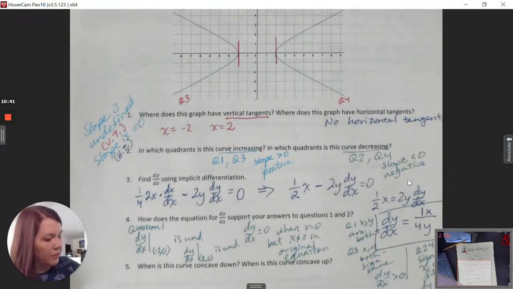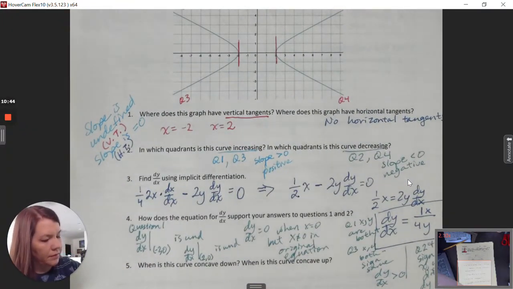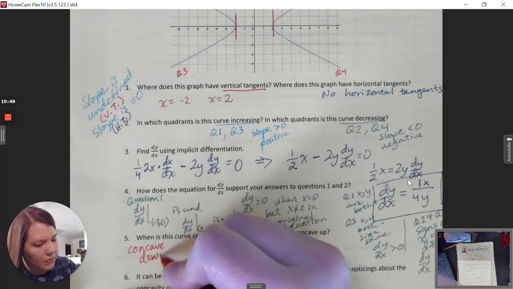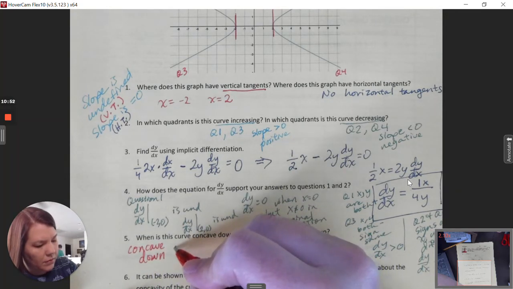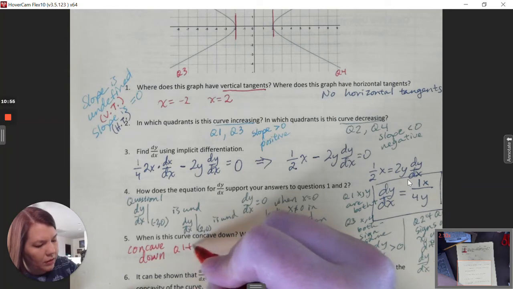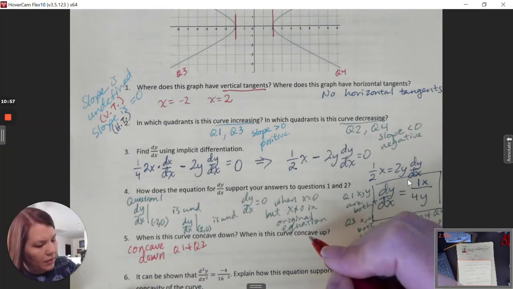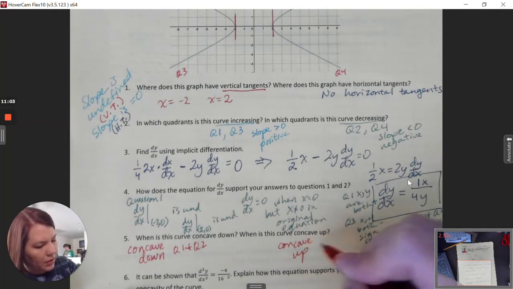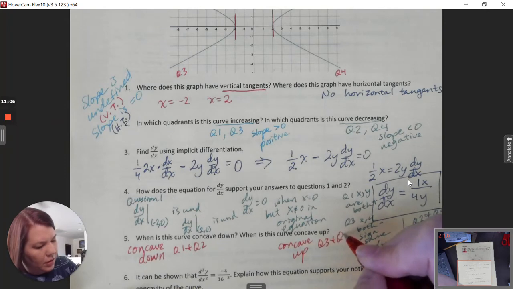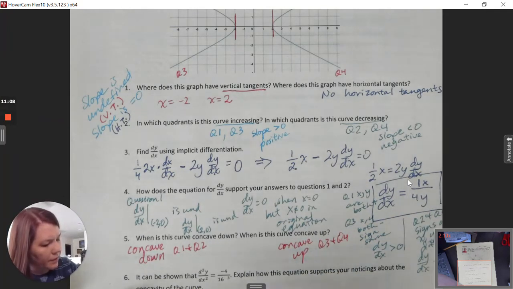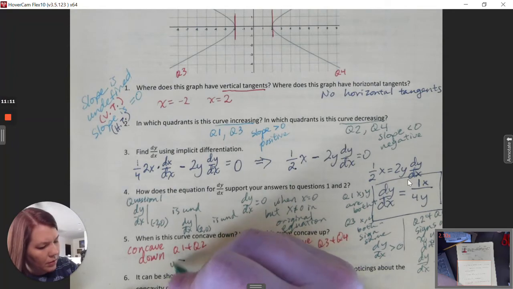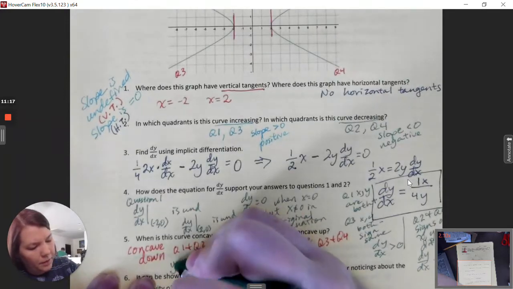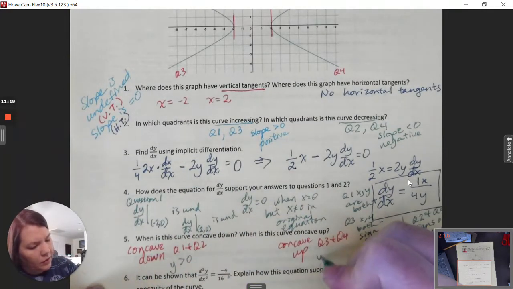Let's set concave down first, though. Let's choose red. Q1 and Q2, concave down, and concave up in Q3 and Q4. This is when the y value is positive, and this is when the y value is negative.